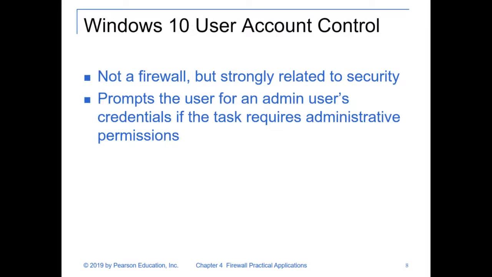Next, we're going to talk about Windows 10 User Account Control. This is something that's not going to be a firewall, but it is strongly related to security. What this does, it prompts the user for admin credentials if a task requires administrative permissions. So, for example, you can have it set to notify me when I make changes to Windows. Okay, so then if you try to run an exe file, a dialog box should appear asking for permission to make changes.